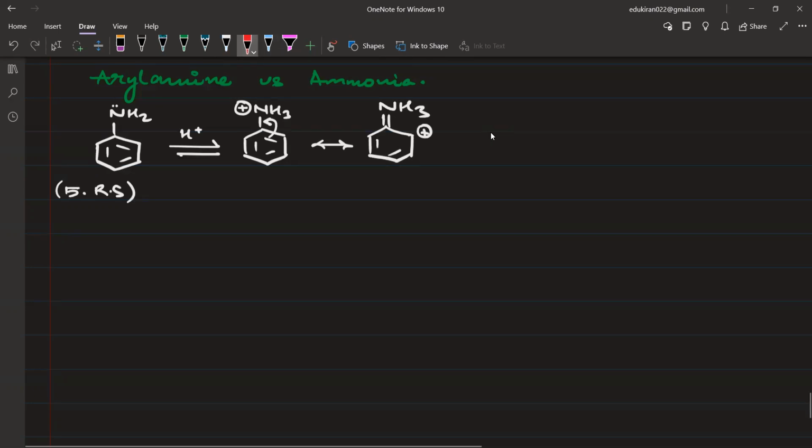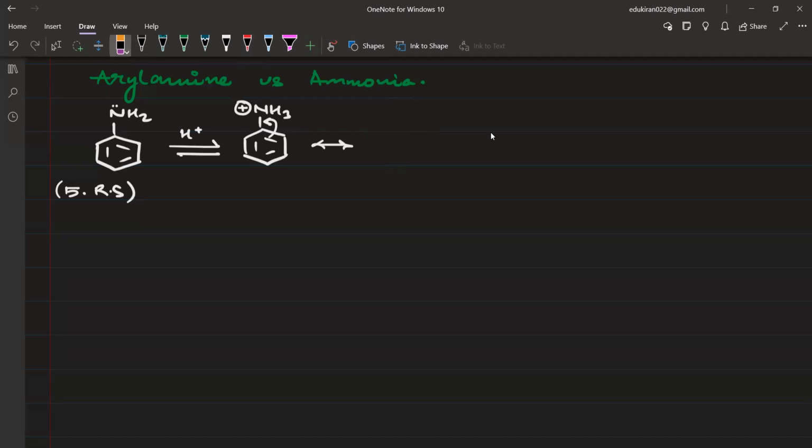Why is it a wrong structure? Because nitrogen is having 5 bonds. Nitrogen is a second period element. It can only have 4 bonds and 8 electrons in the octet. It cannot have more than 8 electrons. So this nitrogen can never have 5 bonds. Second period element में किसी के भी 5 bond नहीं हो सकते. No one can have 5 bonds. So this is a wrong resonating structure.